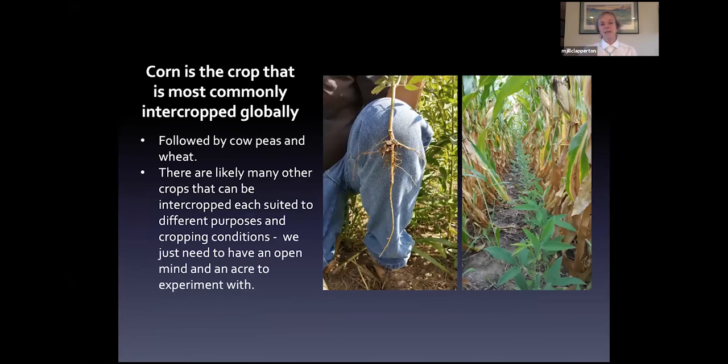In this case, this is corn intercropped with pigeon peas. Pigeon peas are beautiful. They have a beautiful deep root system, as you can see there. And you can see them growing between the corn row. Weeding, not a problem. It's a beautiful thing. It really is. We really like it a lot.